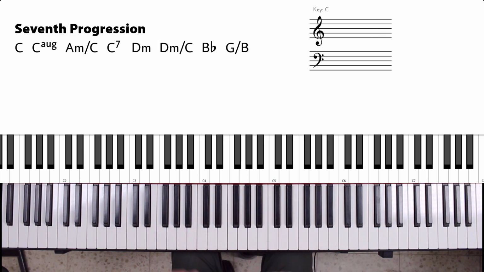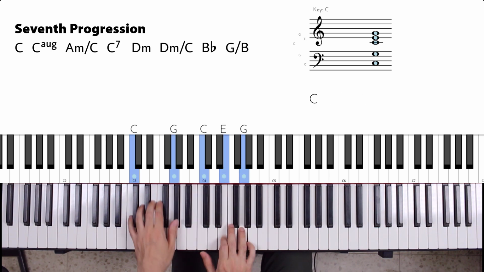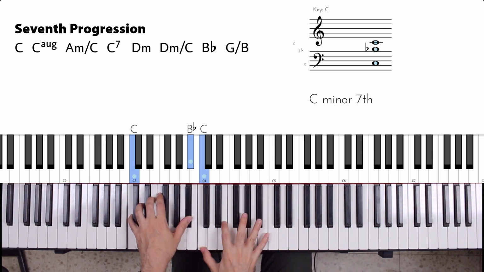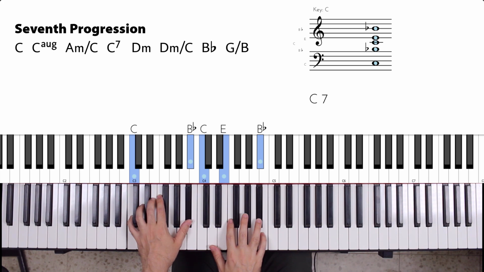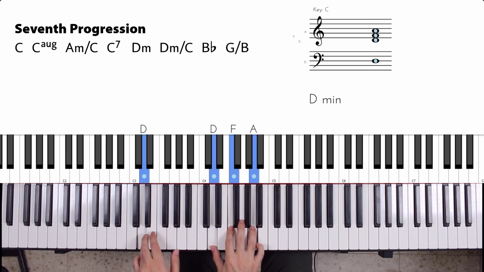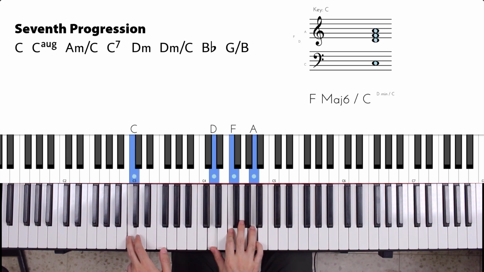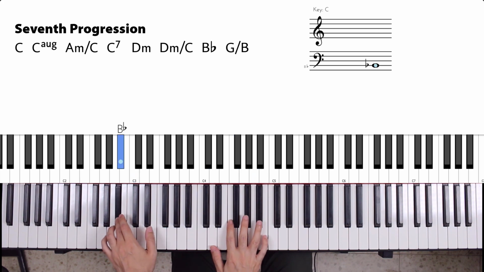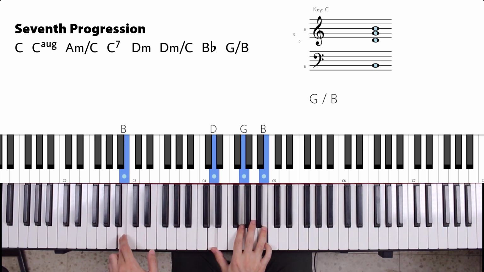Another example, this is a variation which is going to have the same first four chords, and for the last four chords it's going to have a D minor over the bass of C, a B flat, and a G major over the bass of B.